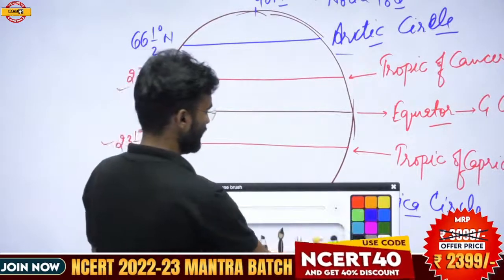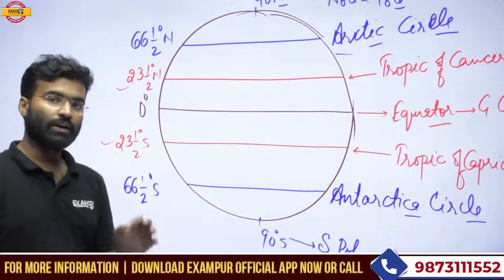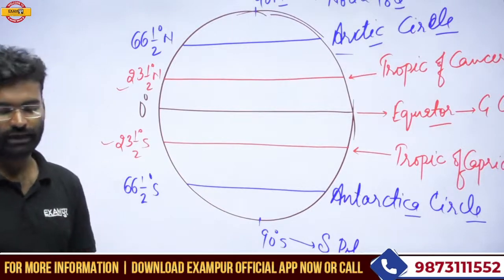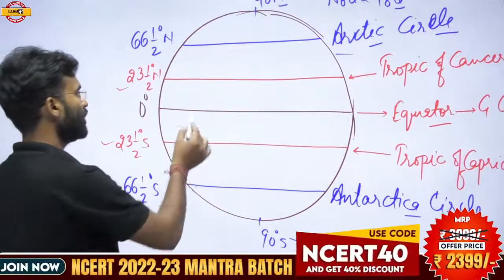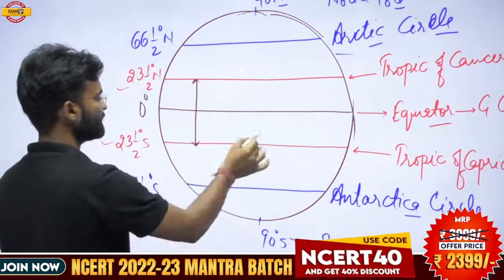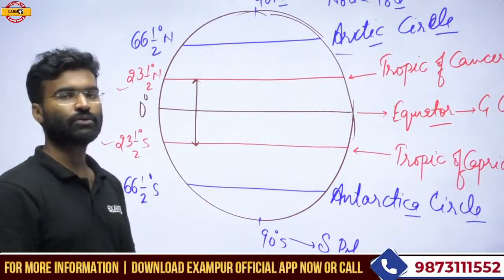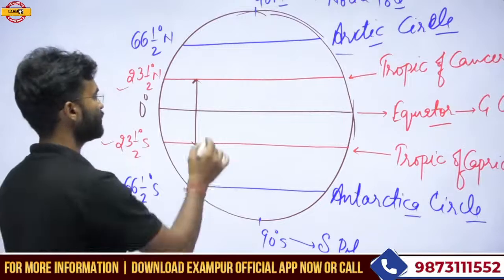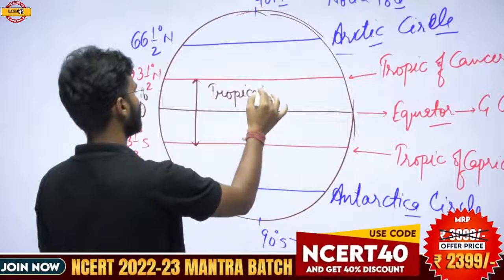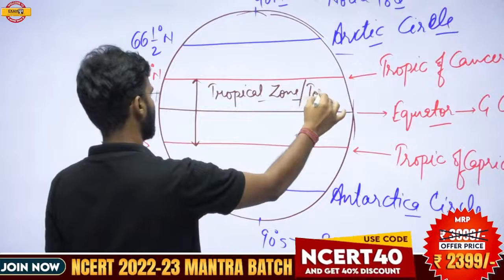Now, as I discussed, the area between two latitudes is considered a zone. So the area between these two tropics, this is the tropic, this is the tropic, and that is why this zone is called the tropics. Okay, this zone is called the tropical zone. Or somewhere it is also called the torrid zone.